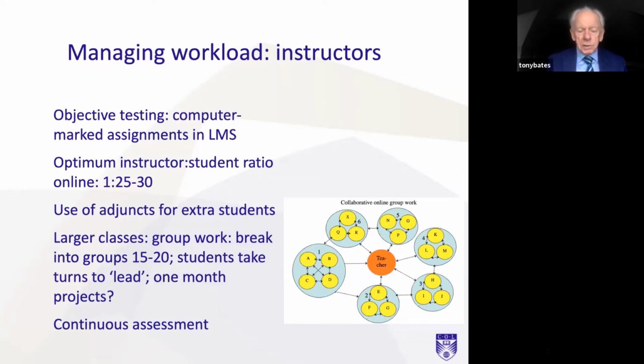So with larger classes, I would tend to break them up in groups. If you haven't got an adjunct, for instance, I will break them up into groups, say of 15 to 20 students. Ask students to take turns to lead. Maybe once a month, a different student takes charge. When I say lead, in other words, they take some kind of responsibility for getting all the students to participate. You can give grades for this if you wish. I don't like to give grades for individuals in group work, but I do want them to have some encouragement to participate.